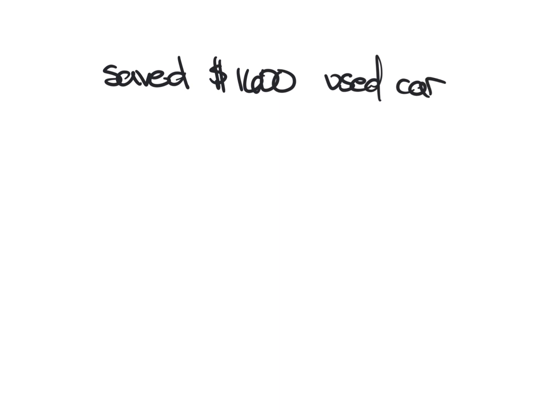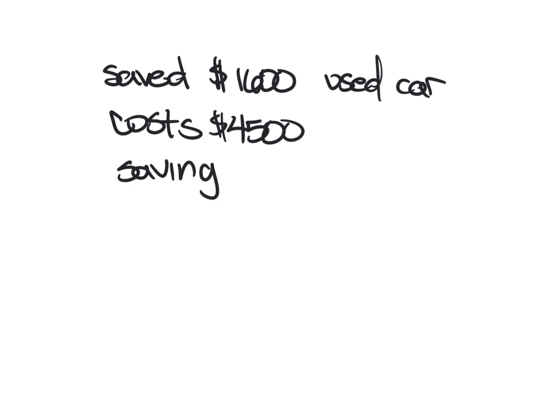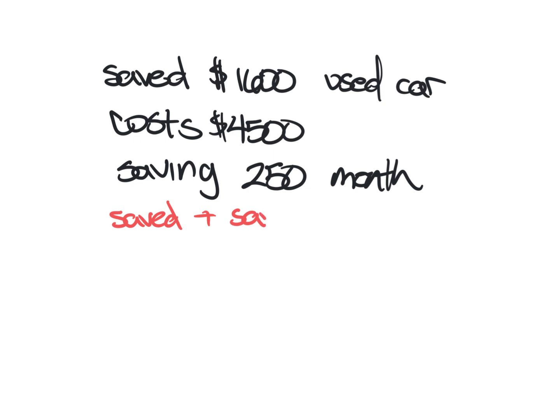Okay, question number 2 is going to be a story problem where you have to provide 2 answers. So let's say that we saved $1,600 for a used car, okay? And the car costs $4,500, and we're saving $250 a month. First thing you need to do is come up with the equation. So we start with how much we've saved, and we're going to add how much we're saving per month, and that's going to equal our cost.